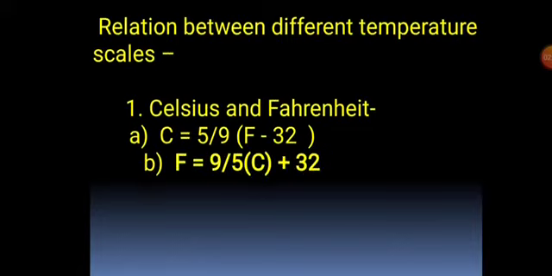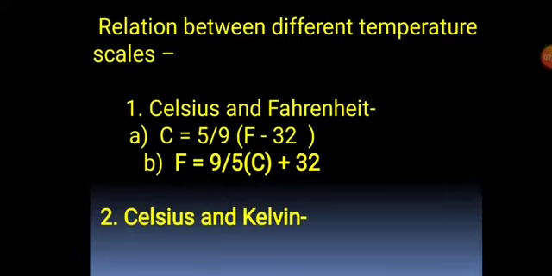In this one, when we put the value of C, that is the temperature given in Celsius, and simplify it, we get the temperature converted into Fahrenheit. And the relation between Celsius and Kelvin is that when the temperature given in degree Celsius is added to the number 273, we get the converted temperature in the Kelvin scale.